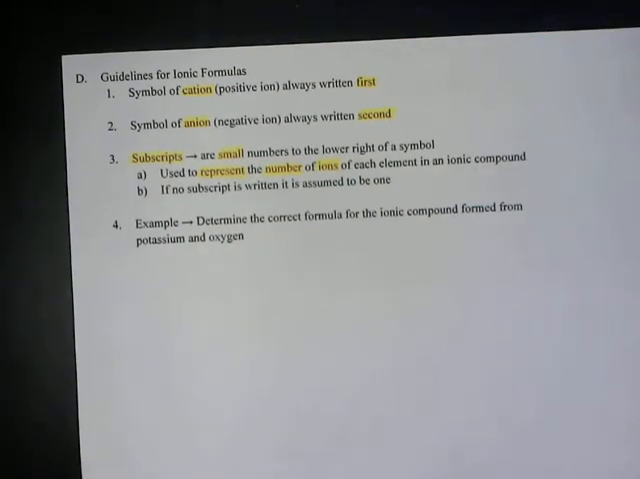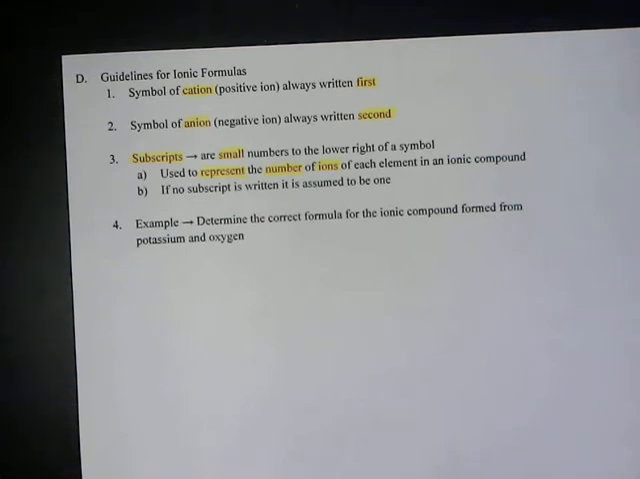We always put the cation, or the positive ion, first. Then comes the anion, or the negative ion, second. The next thing we have to worry about is subscripts. These are those small numbers to the right of our elements with our symbols. They are used to represent the total number of ions present in the ionic compound. However, if there's no subscript written, that subscript is assumed to be 1.